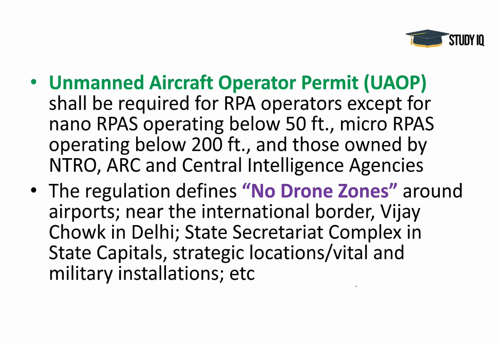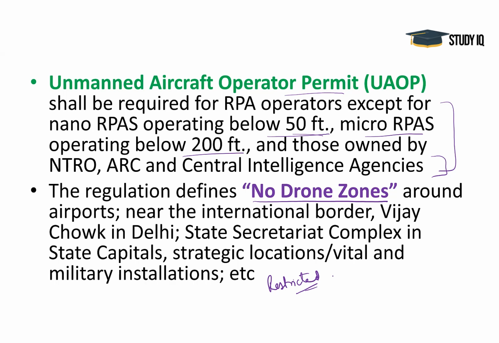Now see, there will be some restricted zones for drones also. An unmanned aircraft operator permit shall be required. I have written what height they can operate: nano operating below 50 feet, micros operating below 200 feet, and those owned by NTRO and intelligence agencies don't need any such regulation. So there will be no-drone zones also, restricted zones for drones.